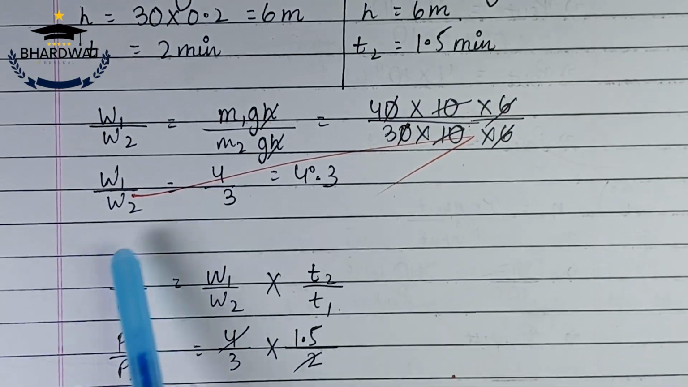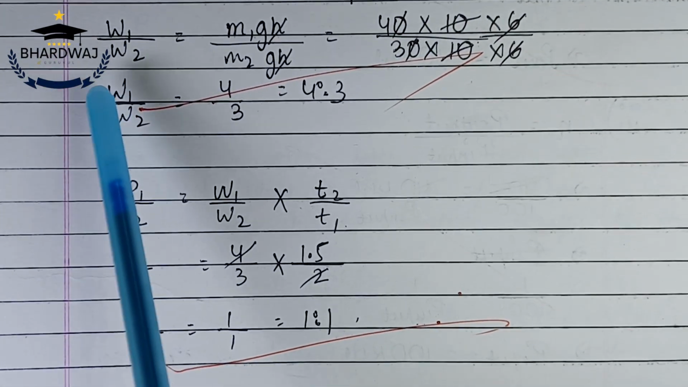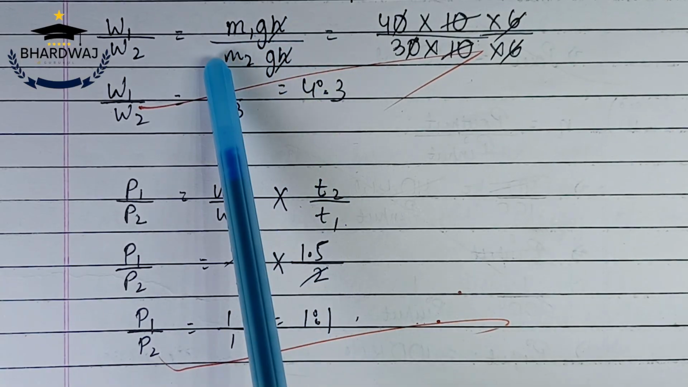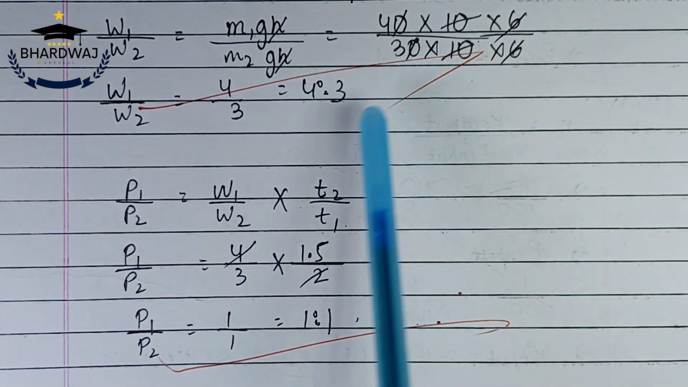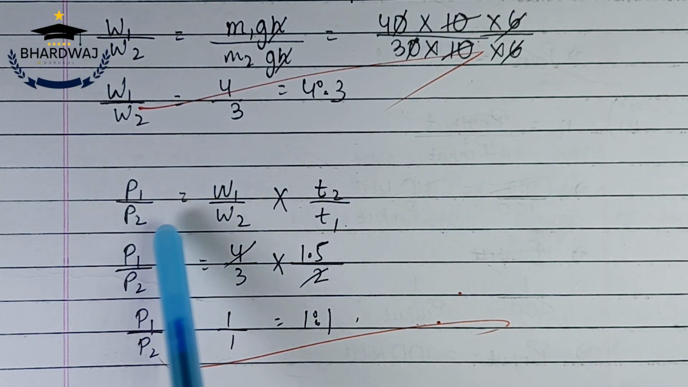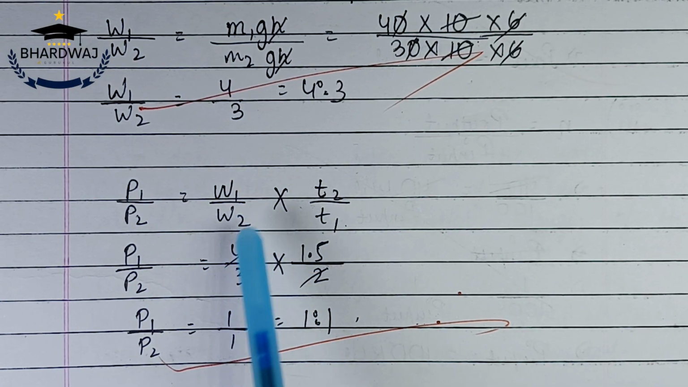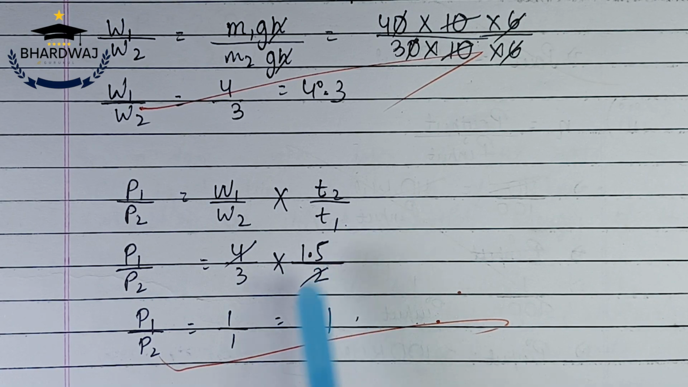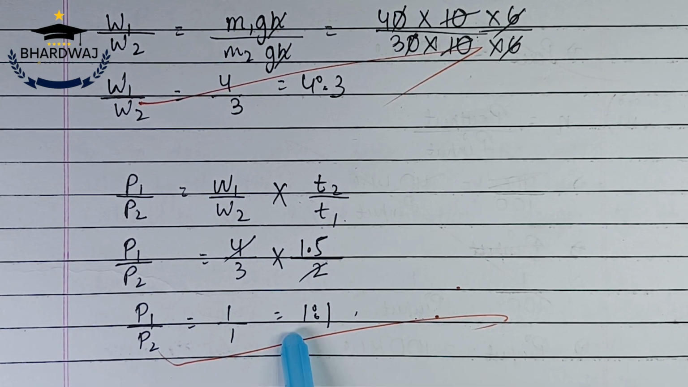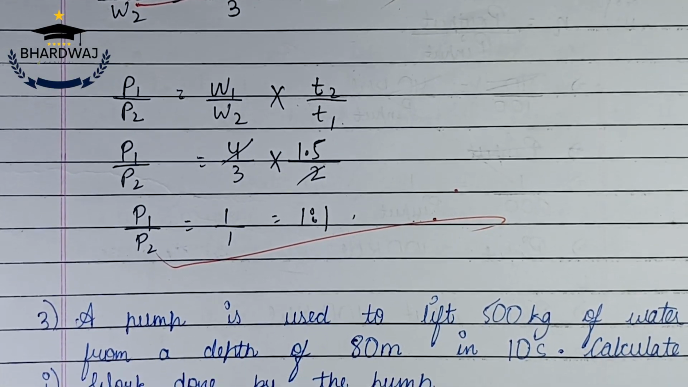We have to calculate the ratio, so work done is m1gh upon m2gh. We'll do the calculation, it will come 4:3. On comparing the powers, work done upon time taken by the boy upon work done upon time taken by the girl, so it will come to be 1:1, that is, they generate the same power.